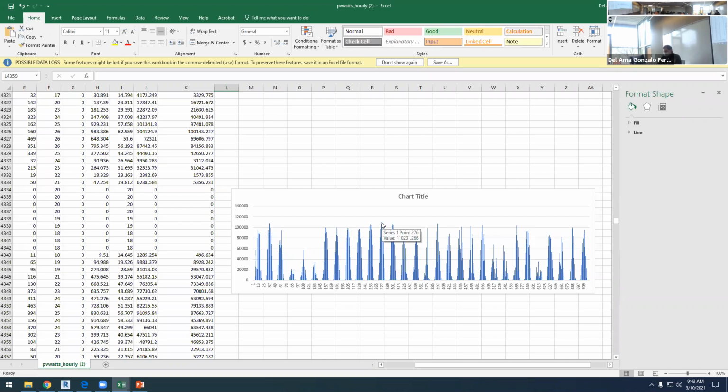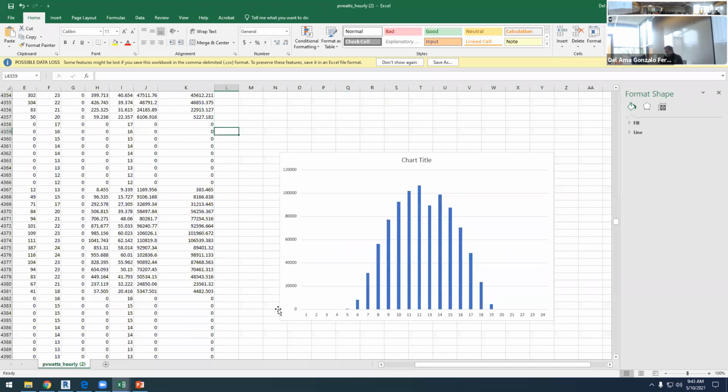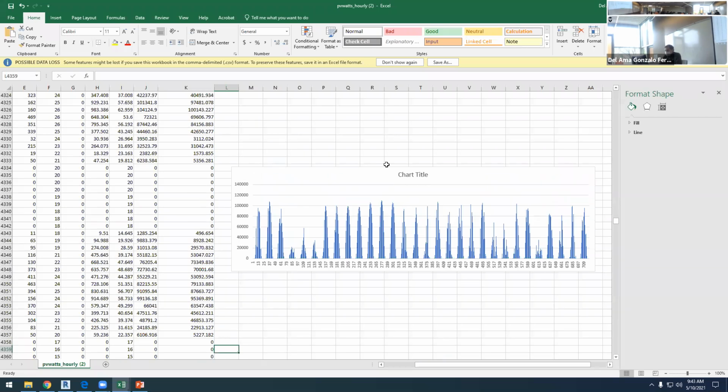So here you see that we can read the value. It's 110231. Okay, so this is the peak energy production. Just by hovering the mouse, we can get the value there.